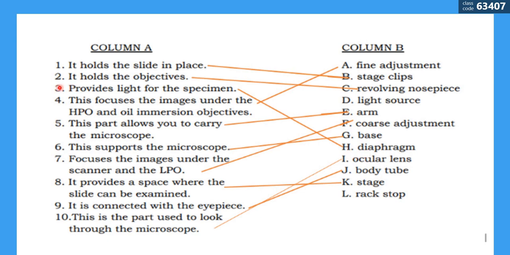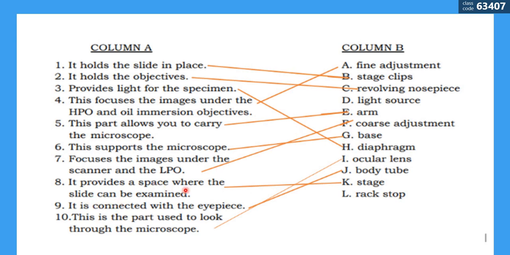It is the diaphragm. This focuses the images under the HPO and oil immersion objectives. This is the fine adjustment. This part allows you to carry the microscope, that is arm. This supports a microscope, the base. This focuses the images under the scanner and the LPO, and it is called the coarse adjustment.